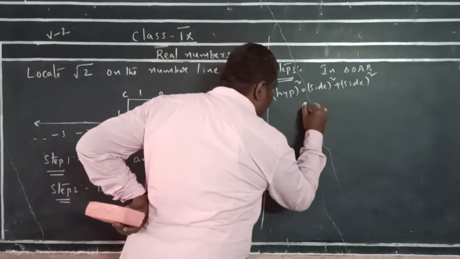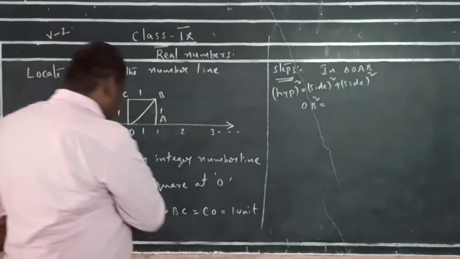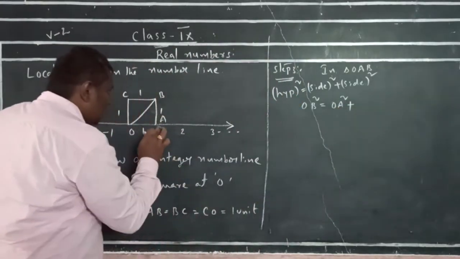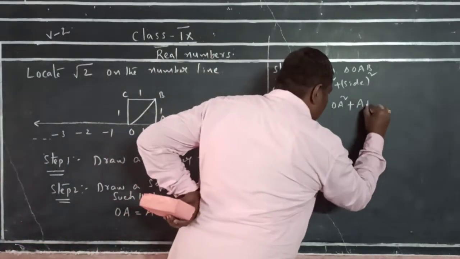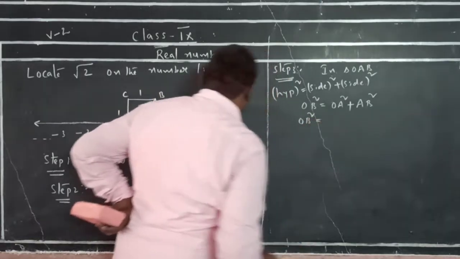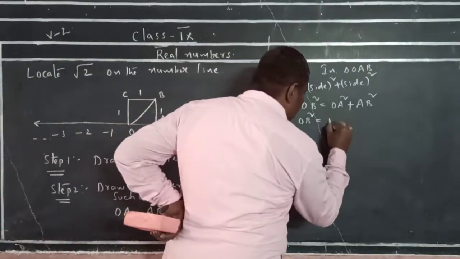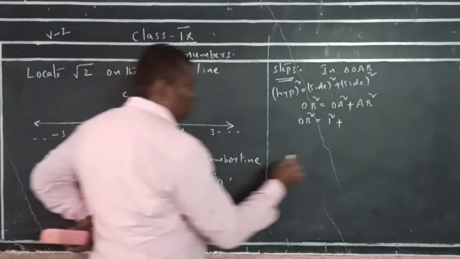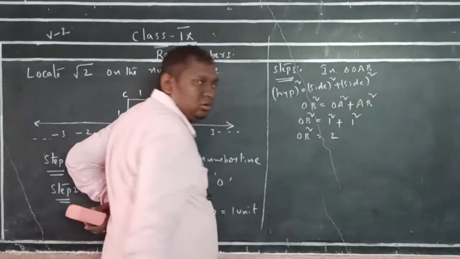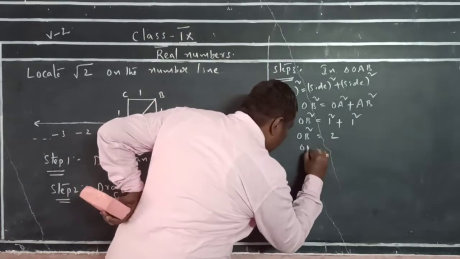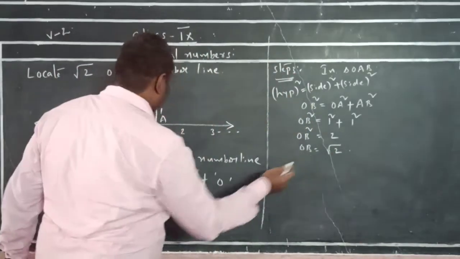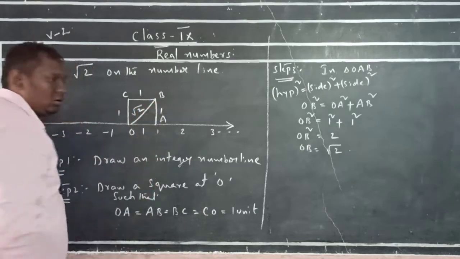The OB square is equal to OA square plus AB square. Okay, here OB square is equal to OA value 1, here AB value is 1. Then OB square is equal to 2. Okay, here OB is equal to root 2. What is the value of OB? That is root 2.